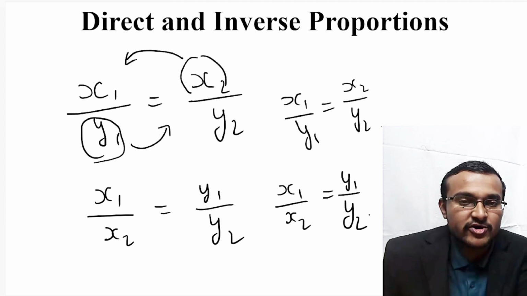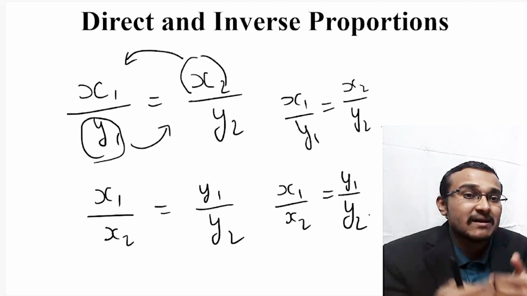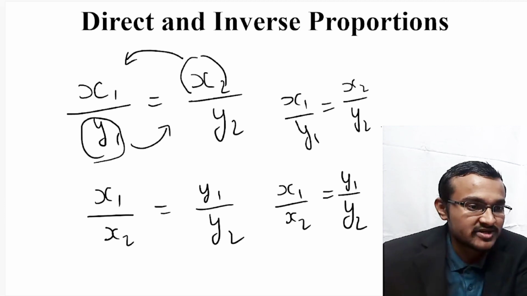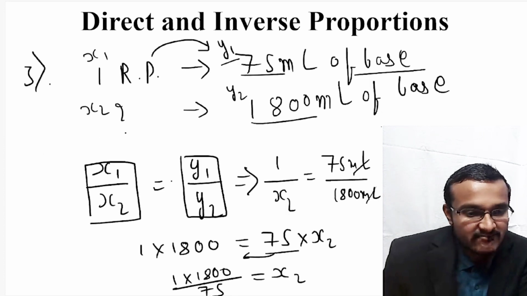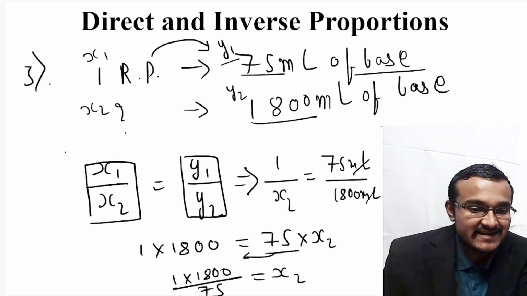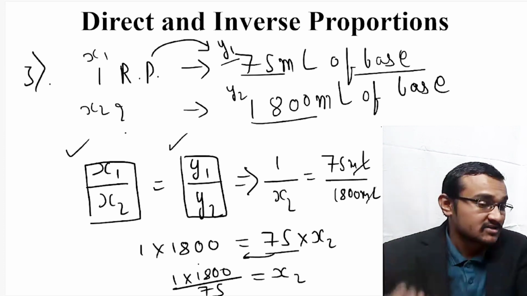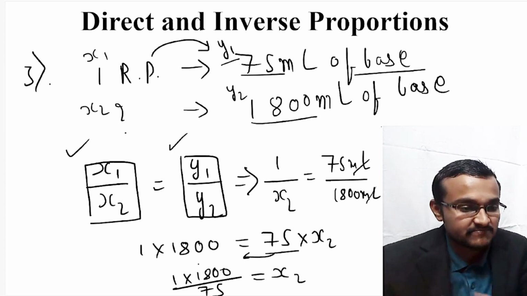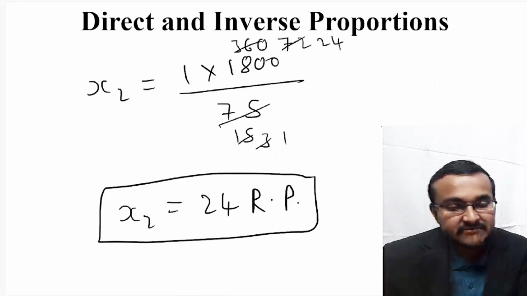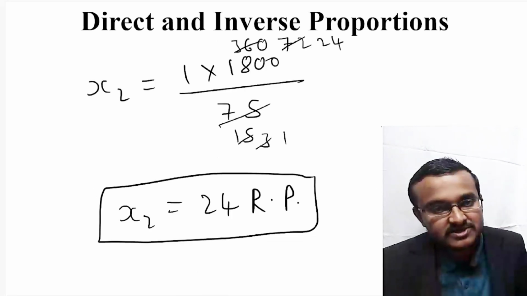This will be helpful for you to solve problems in a much faster way. So here instead of writing x1 by y1 is equal to x2 by y2, I directly wrote x1 by x2 is equal to y1 by y2 and I have substituted. So the end answer will be the same. So 24 red pigments is the answer for this particular question.